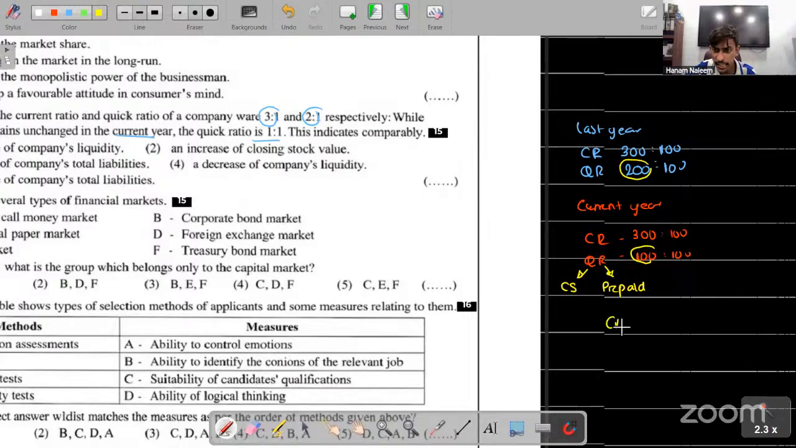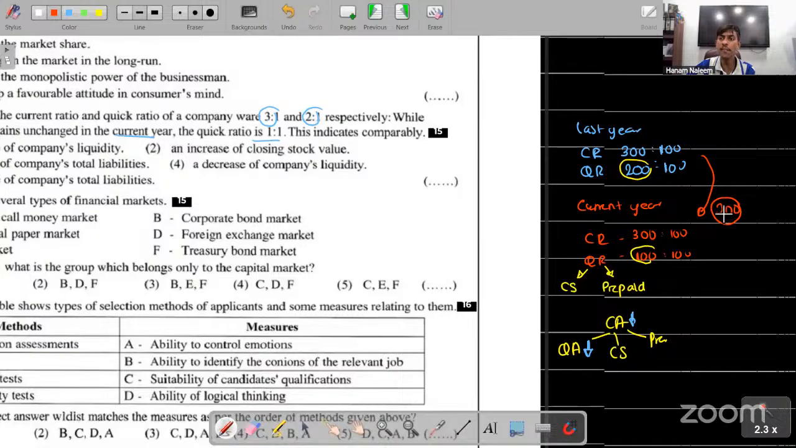Current assets include the quick assets, the closing stocks and the prepayments. So if quick assets are reducing, current assets will automatically start to decrease. If quick assets decrease by 100, the current assets also have to decrease. So what should have happened? This 300, this year, should have been 200. But in the question they are saying no, it's the same 300.